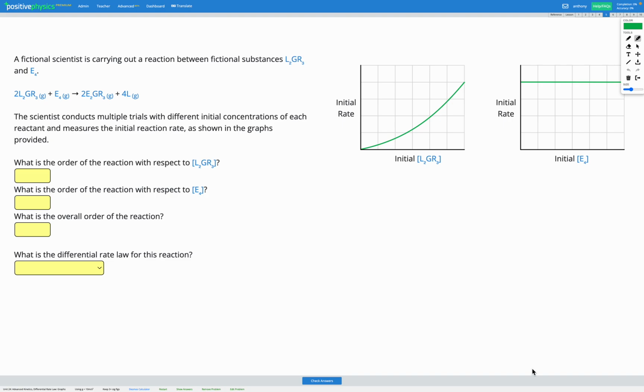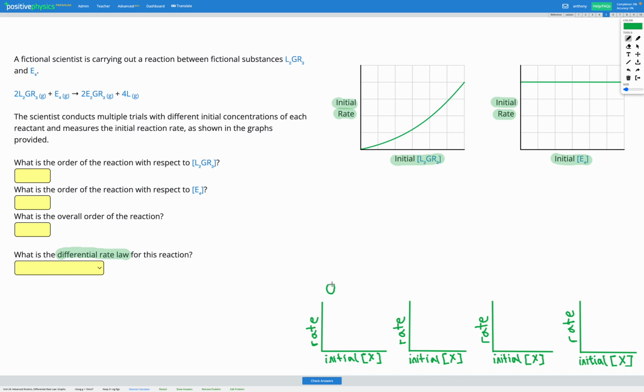In this question, we're again trying to figure out the differential rate law for a reaction. This time we're provided with graphs of initial rate on the y-axis against the initial concentration of each reactant on the x-axis. So it's important for us to start by knowing what the graphs look like for different orders of reaction.